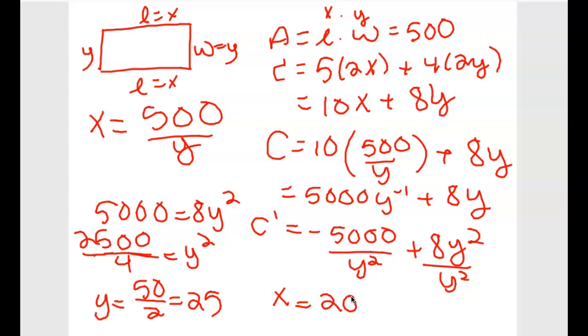So then it says, if the area of the rectangle must contain 500 square feet, what should the dimensions of the rectangle be in order to keep the cost to a minimum? So the dimensions are 25 feet by 20 feet.